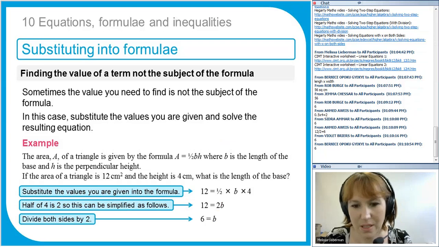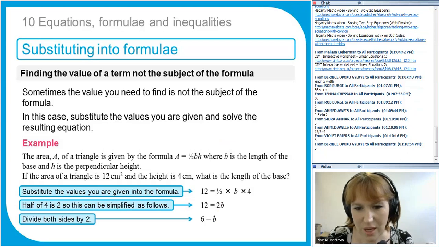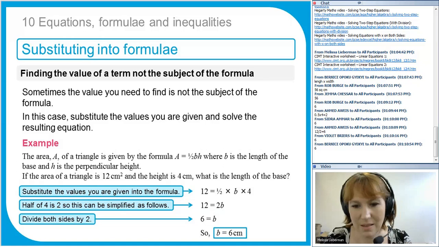If I divide both sides by 2, you can do it in your head. That's divided by 2, and that's divided by 2 to get b on its own. 6 equals b. Now normally I wouldn't write 6 equals b, I would write b equals 6. So you can just swap it at the last step like that. So b equals 6 centimeters.